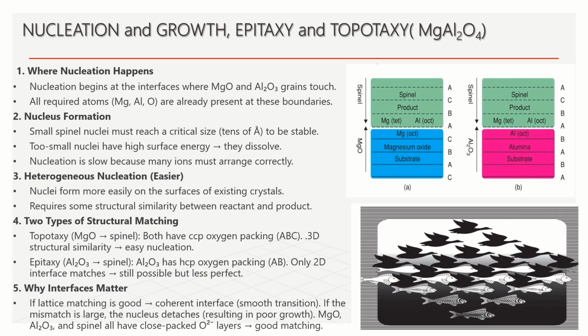Now the process becomes much easier if nucleation happens on the surface of another solid. This is called heterogeneous nucleation. It's like building a house on a strong foundation instead of floating in the air. If the starting material and the product have somewhat similar structures, the nucleation becomes even easier. In the MgO and Al2O3 reaction, we have two good surfaces for nucleation as shown in the picture, right hand side top picture, A and B.